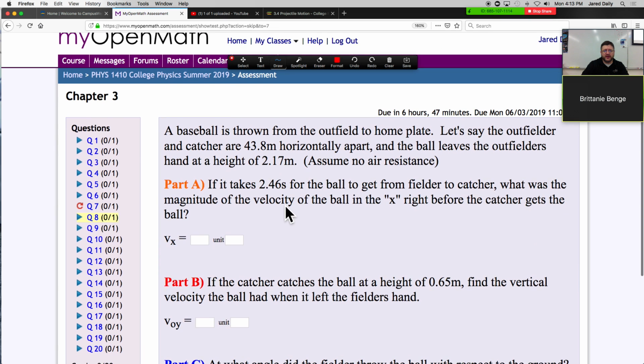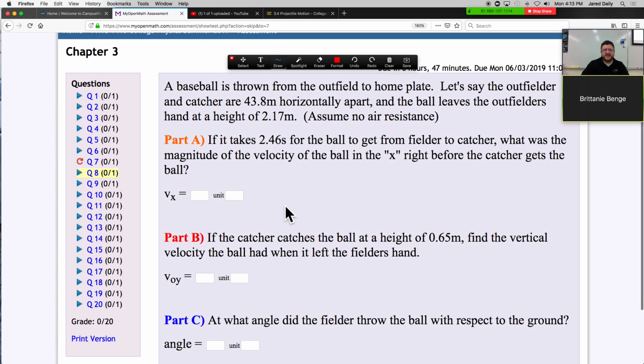Number 8, okay, so now this is actually the same problem as the car, except it doesn't do the rolling along the table part. It's just starting with the ramp. But instead of a ramp, it's a throw of a baseball. So we can see this if we draw a picture. Let's go ahead and draw a picture.